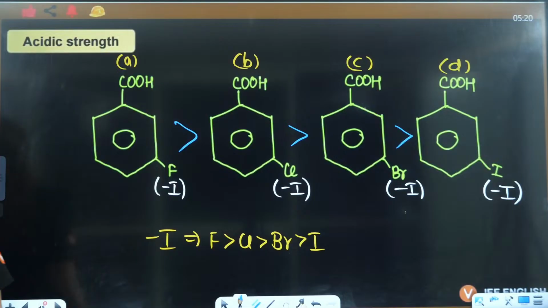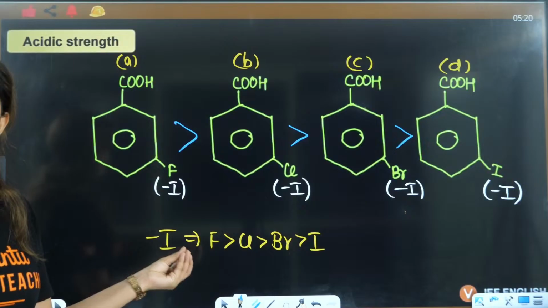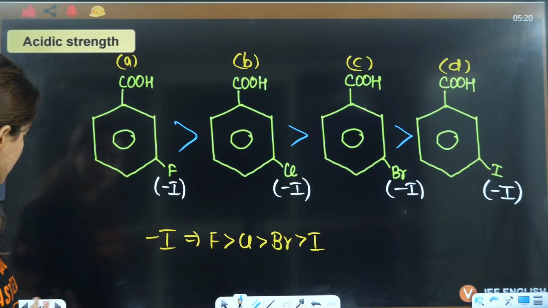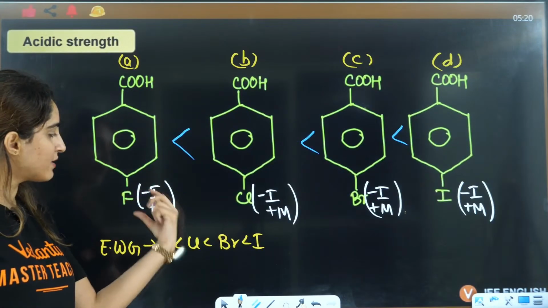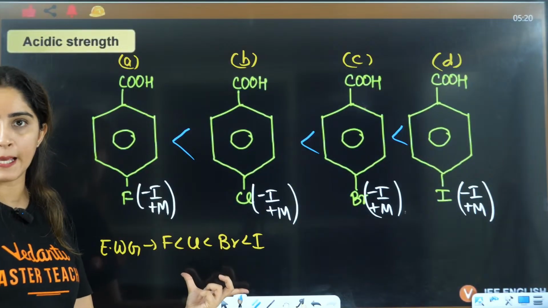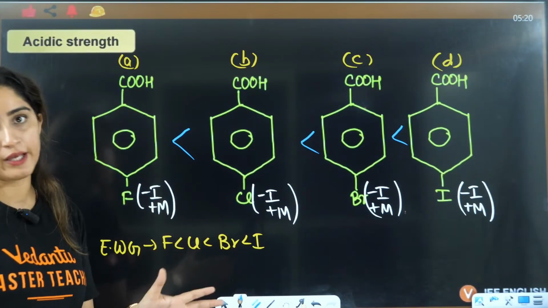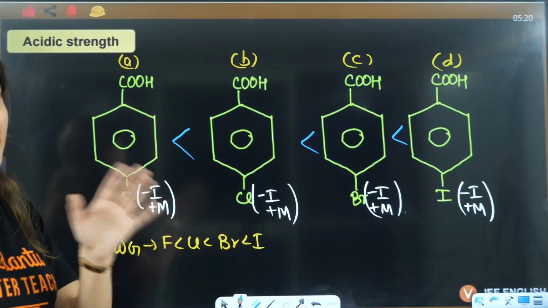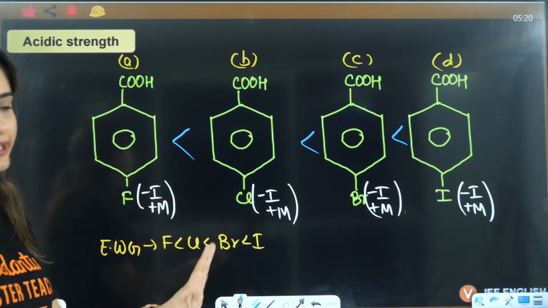Yes, based on electronegativity. Because here we have only minus I. Minus I order is this. This is the overall of minus I and plus M, and that becomes this. Right? So you need to take care that both are applying at meta position, mesomeric is not applied. Okay?